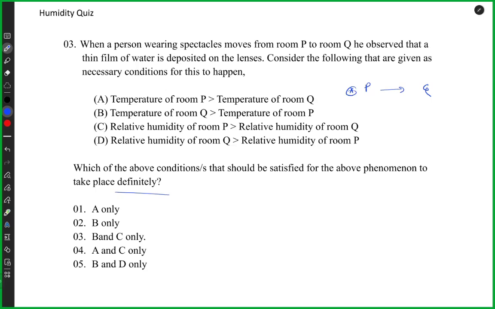For sure, you need that process to take place. But if you have more water vapor, then more condensation will take place. But having more water vapor is not absolutely necessary for the process to work. Exactly, what's necessary is that room Q should have a greater temperature than room P. That's all that's required, right?